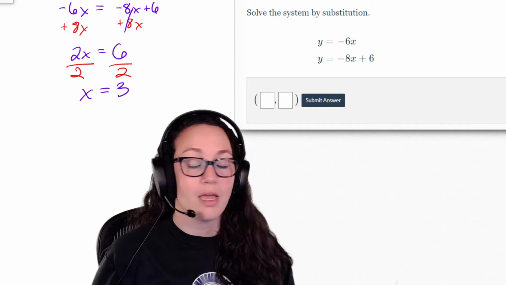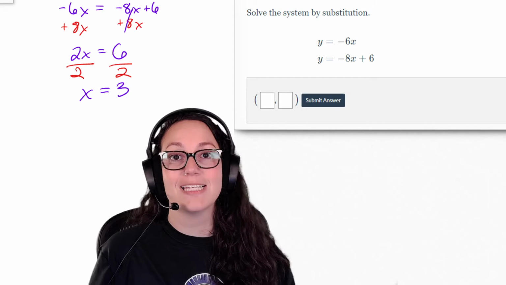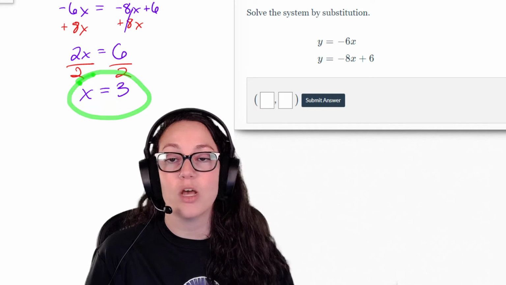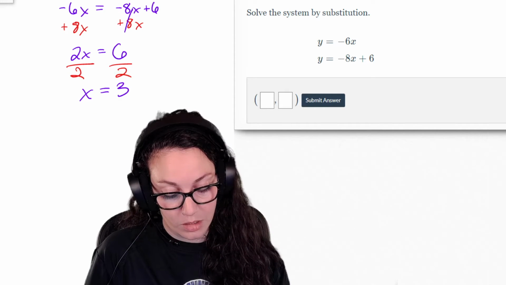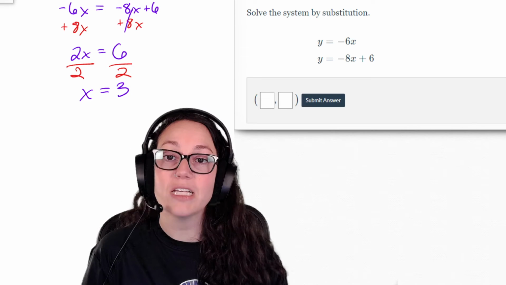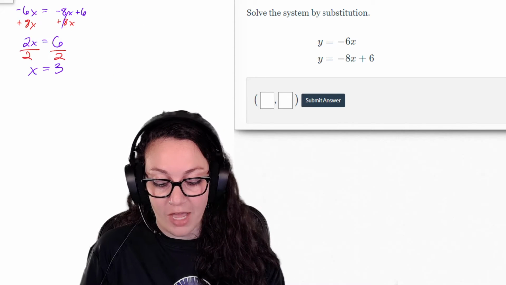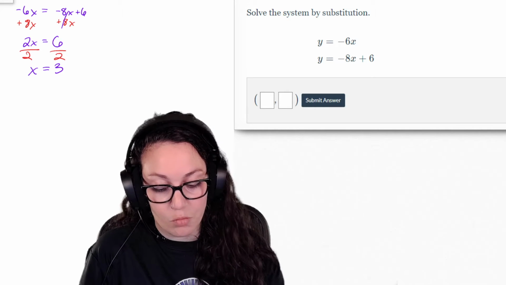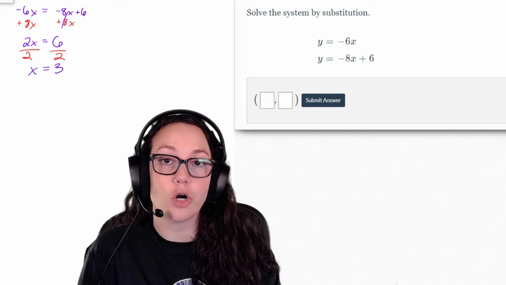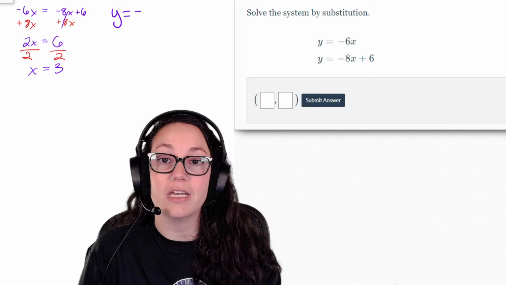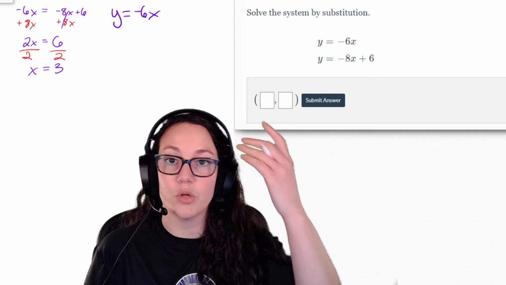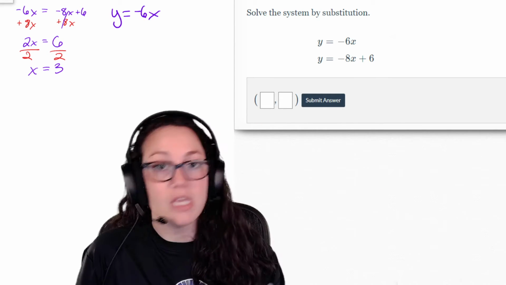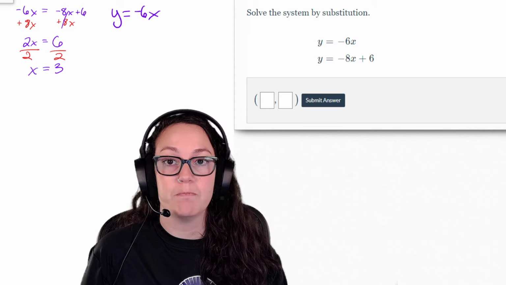Awesome. But I'm not done, because a system of equations has an x part of the solution, and it also has a y component to the solution. So now I can use my x value to find the y value of the solution. And I do that by writing down one of my equations. I'm going to start with y equals negative 6x. It's a simpler equation, so I just picked it. It doesn't matter which equation you use. It could be either one.